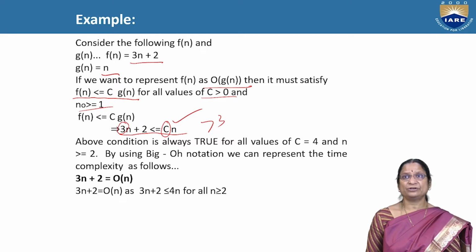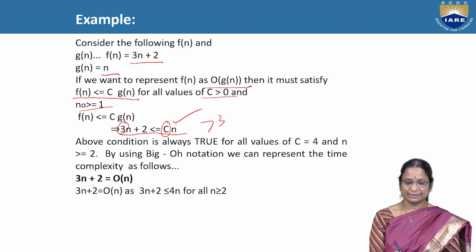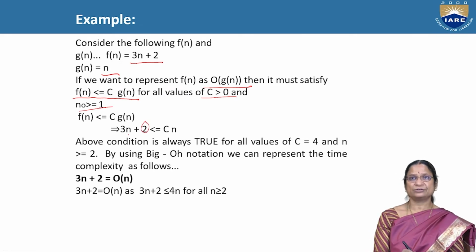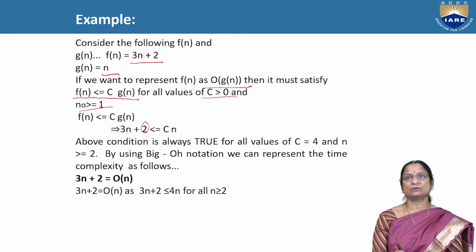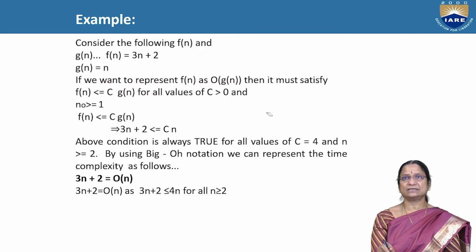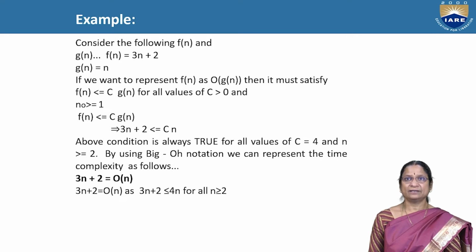So the above condition is going to be true for c equal to 4 and n greater than or equal to 2. Remember, n must be greater than or equal to 2. If it is less than that, this expression is going to give a lesser value. So n must be greater than or equal to the constant value you are going to specify. Your c is going to be greater than the coefficient of n. So as a part of that, my function 3n plus 2 is less than or equal to 4n.